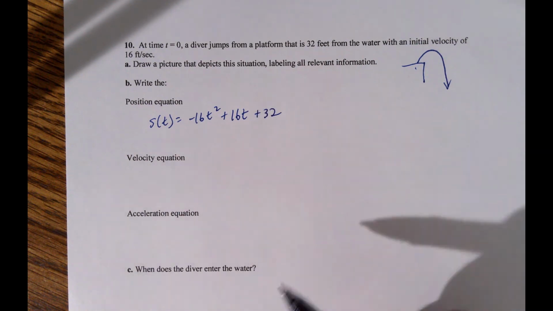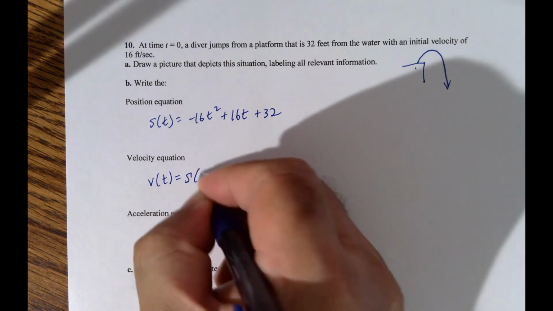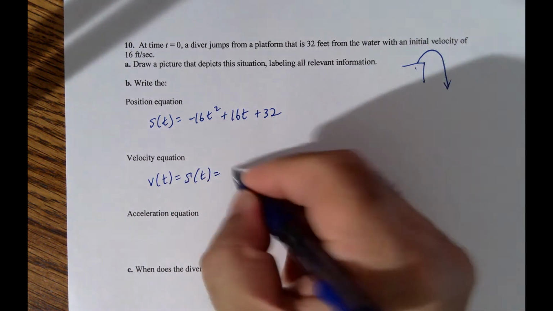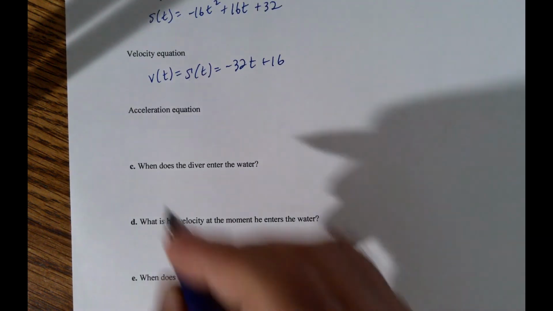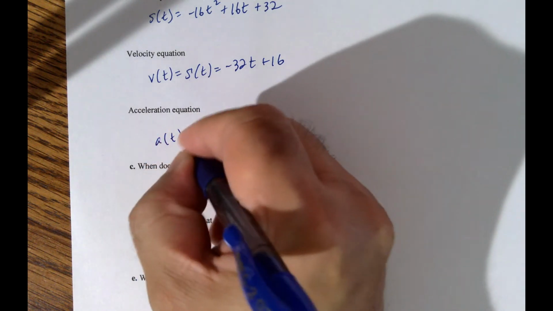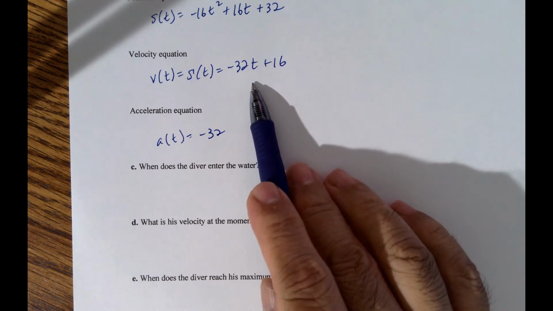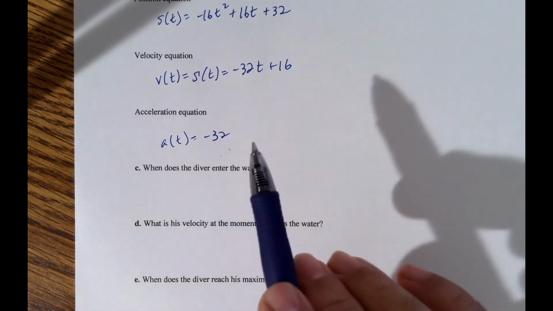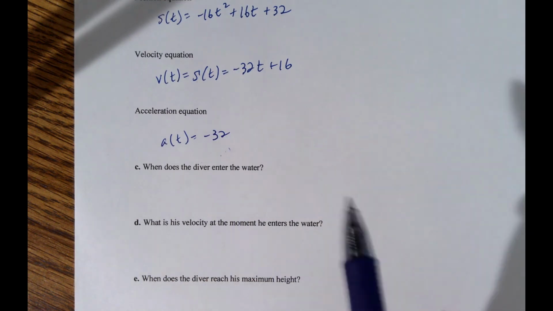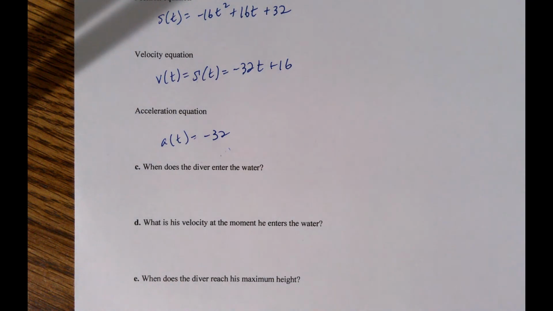All right, now let's take the derivative. So v of t is the derivative of s. So it's negative 32t plus 16. And that's the velocity equation. And the acceleration is going to be the same for all of these, because all you're going to do is take the derivative of velocity. On planet Earth, acceleration due to gravity is negative 32 feet per second squared. If it was metric, it'd be negative 9.8 meters per second squared.